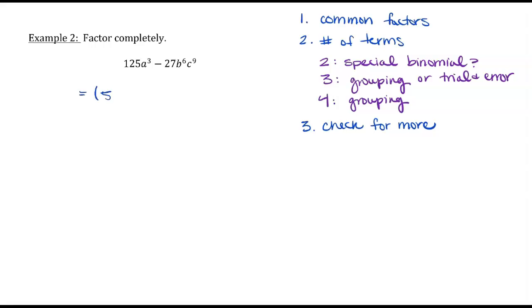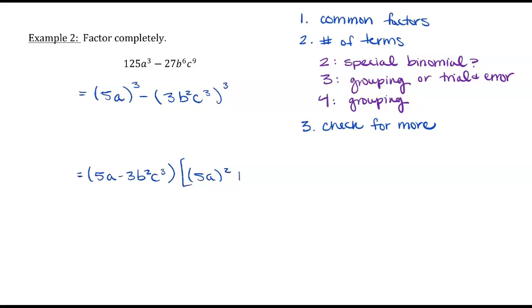125 is 5 cubed, so the first term can be written as 5a cubed. 27 is 3 cubed, so the second term could be written as 3 times b squared times c cubed, all cubed. Now we can factor this as the difference of cubes. Now that we can clearly see this as a difference of cubes, we know this factors as 5a minus 3b squared c cubed times 5a squared plus 5a times 3b squared c cubed plus 3b squared c cubed squared.